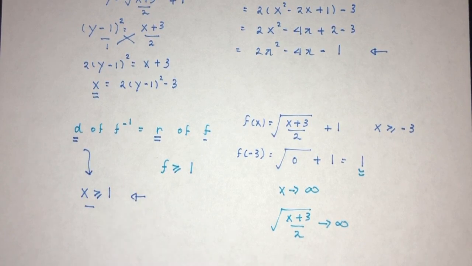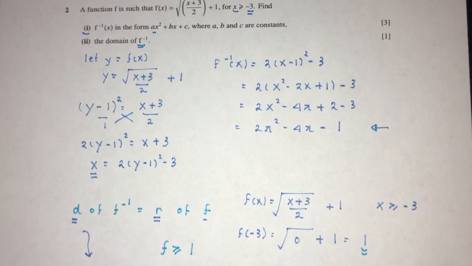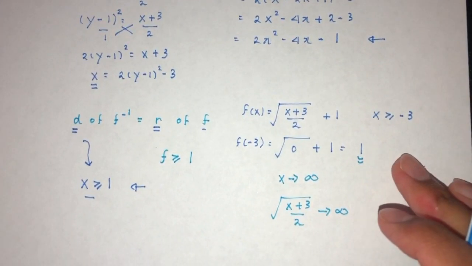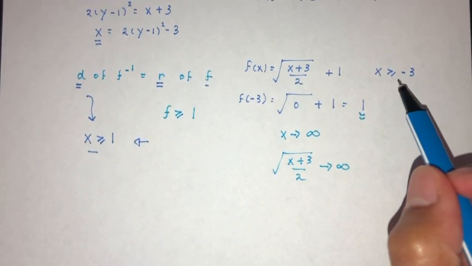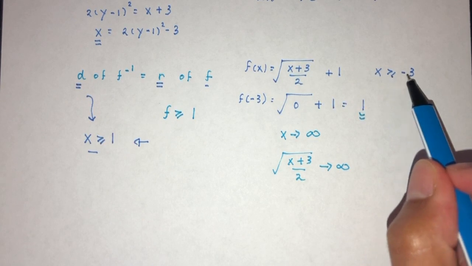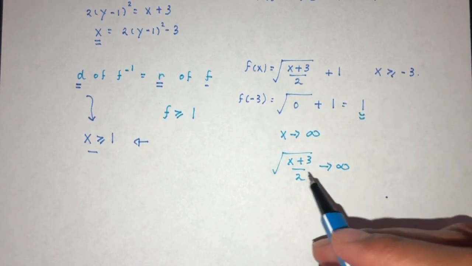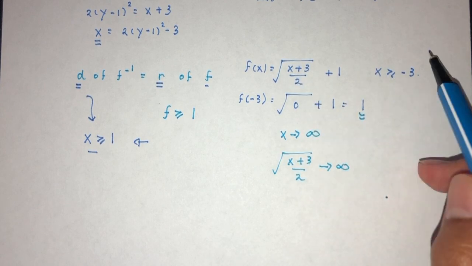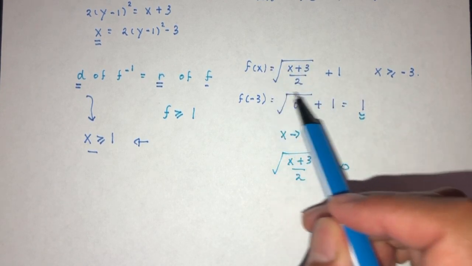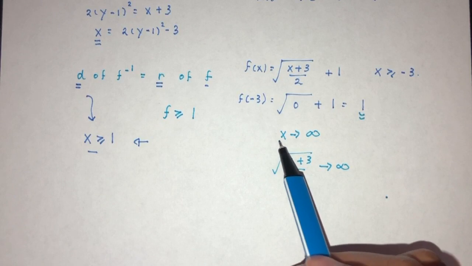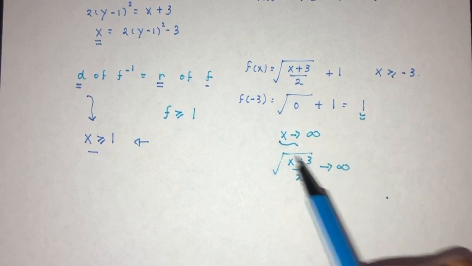And that will be your answer for question part 2. Okay, and that is a function question. Again, just to show this on the graph, for example, I know the minimum value when x is equal to minus 3, the value is 1, so it will start at 1. Now I can see that if the x value keeps increasing, obviously this whole thing will increase. If x goes to infinity, this whole thing will go to infinity.